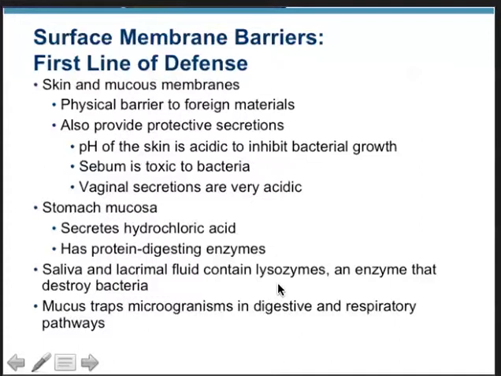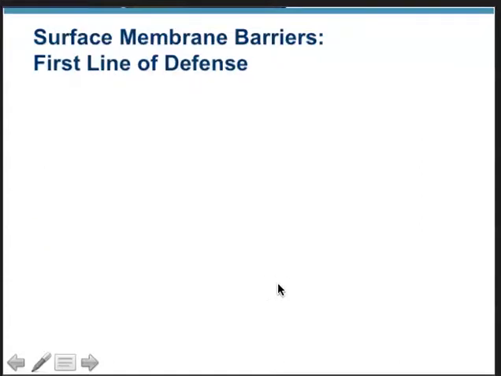And then mucus traps the microorganisms in digestive and respiratory pathways and basically keeps them from moving to other places throughout the body. The mucus is also eventually expelled. It either gets spit out as you expectorate, or it gets swallowed into the digestive system where the digestive juices will help destroy the pathogen. So again, mucus, an excellent way to keep the inside of our body relatively pathogen free.